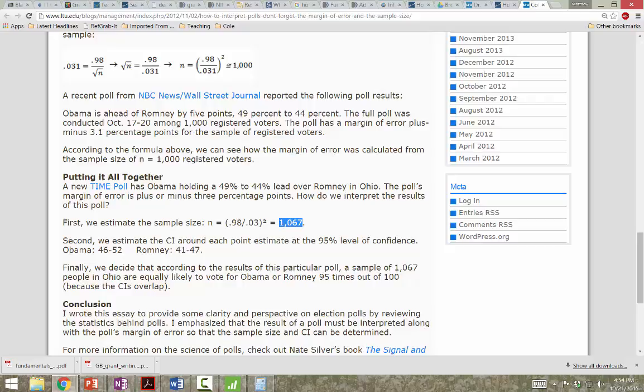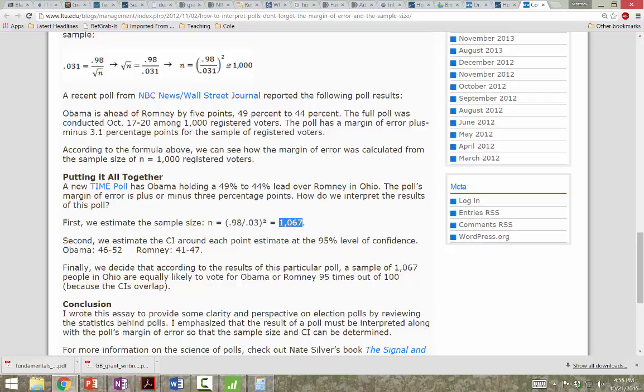Right? As the sample size goes up, the margin of error gets smaller. So going from 3.1 to 3 means we need a little bit larger than 1,000. We need 1,067. So we're done with the sample size.